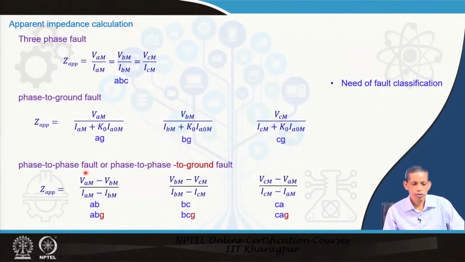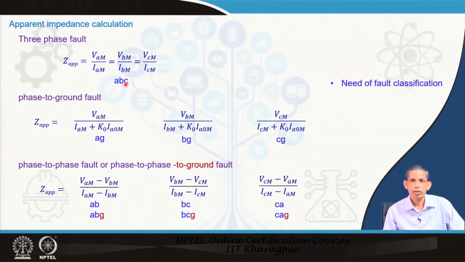And for phase to phase fault or phase to phase to ground fault AB, ABG, BC, BCG and CA, CAG, the Z apparent becomes: for AB and ABG, VA minus VB divided by IA minus IB; for BC and BCG, correspondingly VB minus VC divided by IB minus IC; and for CA and CAG, VC minus VA upon IC minus IA. So this is how the relay will calculate the Z apparent for different types of faults.